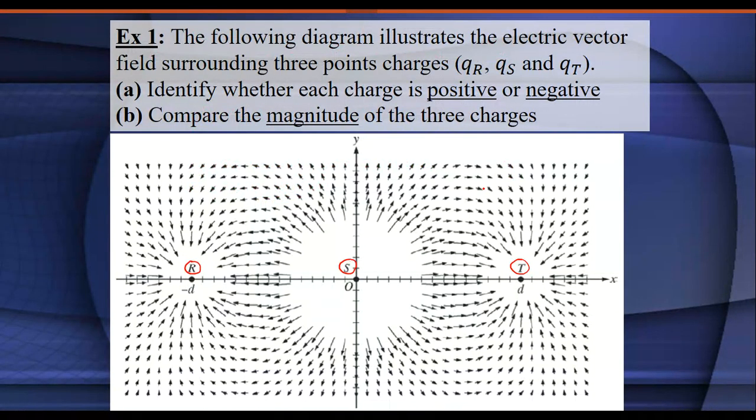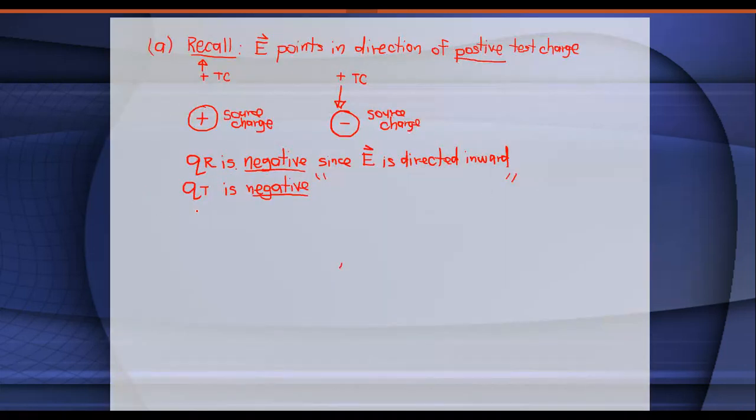And if you look back at QS, surrounding QS, all those electric field vectors are directed outward. The only way a positive test charge would move away is if that source charge was positive. So we can say QS is positive since the electric field is directed outward.